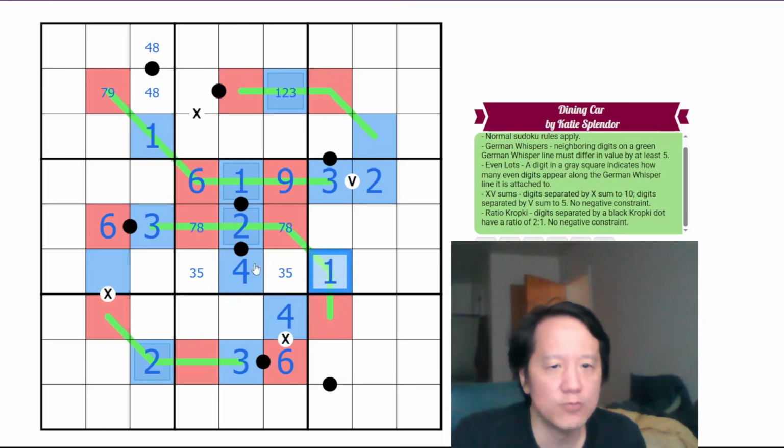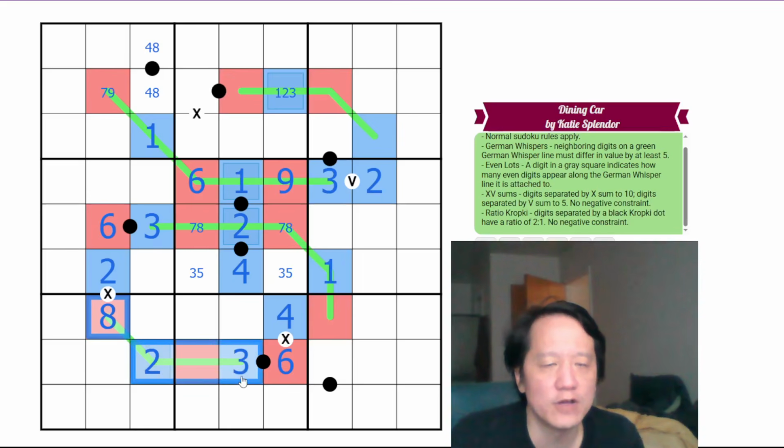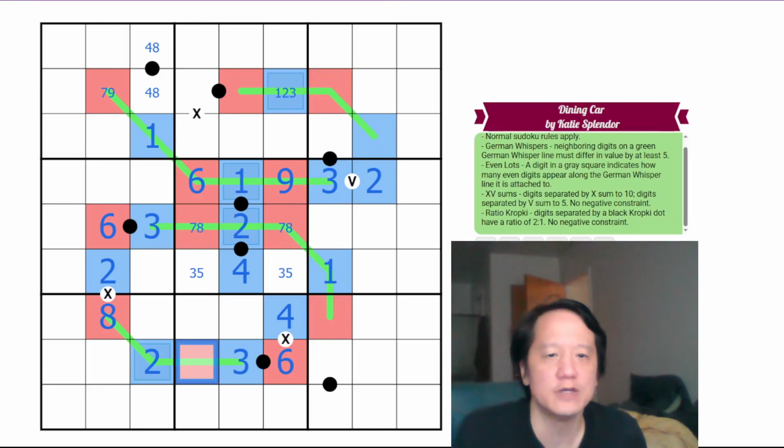This digit can't be 1, 4, or 3 because of the 1, 4 in the row and the 3 in the box, and it's a low, so this must be 2 and 8 here. We have 2 even digits now on this Whisper 5 line, so this can't be even because we have to have 2 specifically. This has to be an odd digit, and it must be next to 2 and 3, so therefore it must be 9.